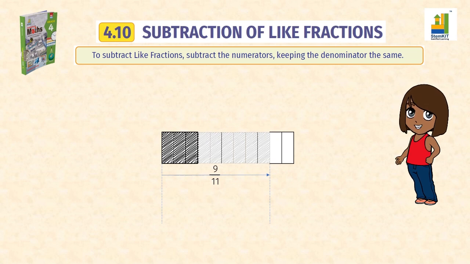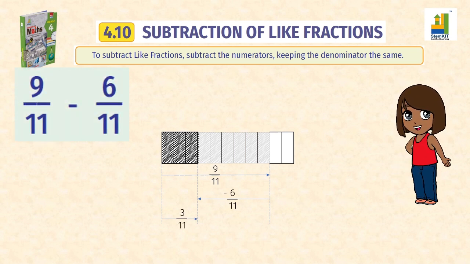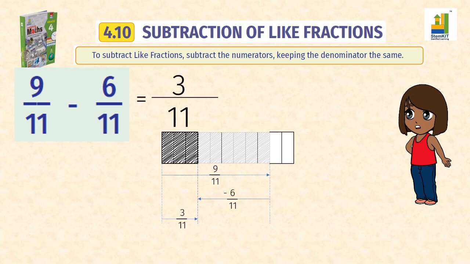Now, let us look at the resulting fraction. We have only 3 shaded out of 11. So the answer is 3 by 11. This matches with our initial calculation in numerical workout. Wasn't that easy?